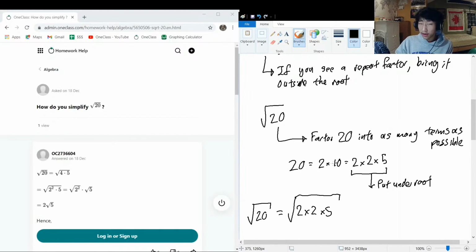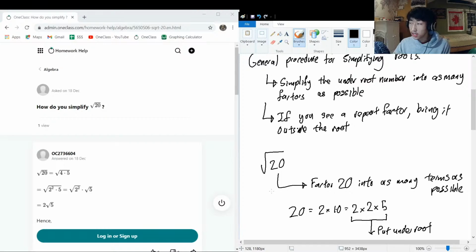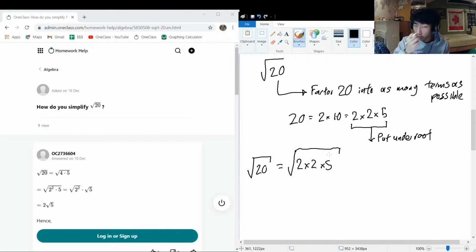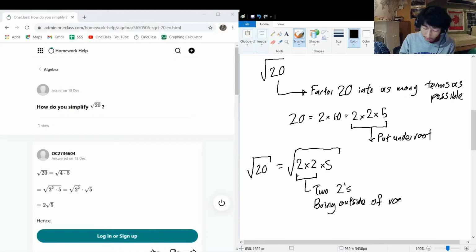So the next thing in our general procedure for simplifying roots is that if we see a repeat factor, we can bring it right outside. If we look at our current situation, oh my goodness, would you look at that? 2 appears twice. We got two 2s dressed up under this root, dressed up in a tutu. Ha, very funny. Okay, so we can bring this outside of the root.